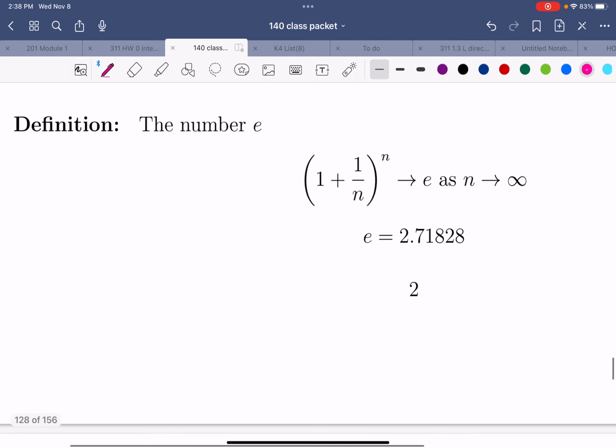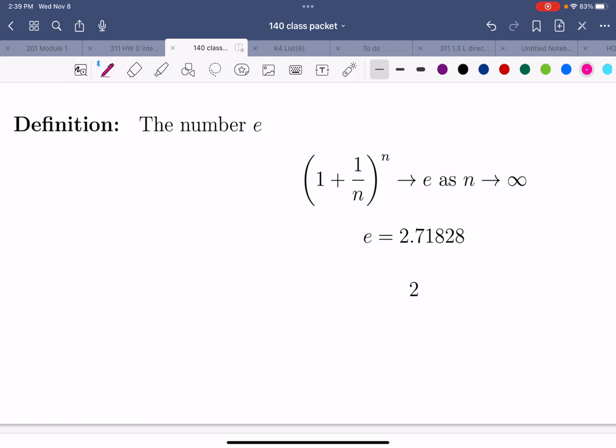Something that comes up very much in calculus is the number e. If you let r equal 1 and you let t equal 1, then what you have is this number here: 1 plus 1 over n, to the nth power. And if you let that n get really, really big, right?